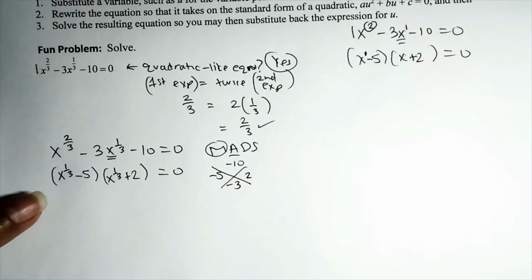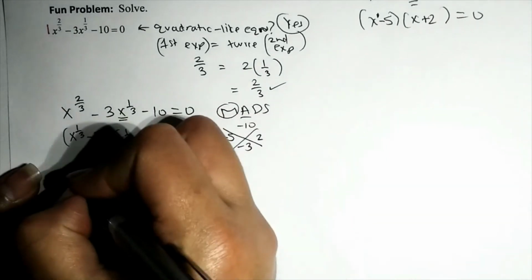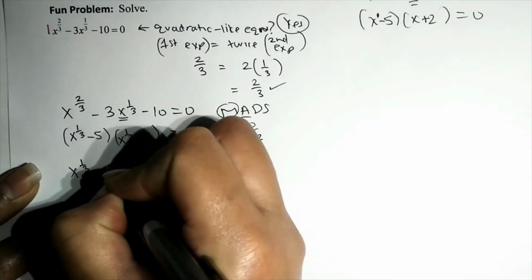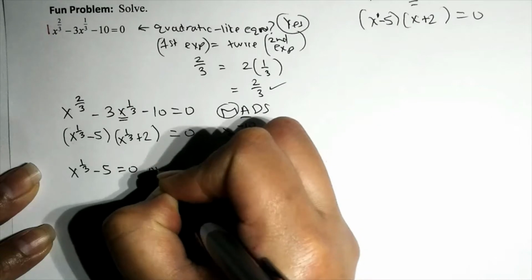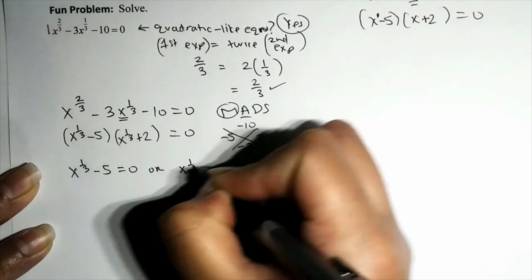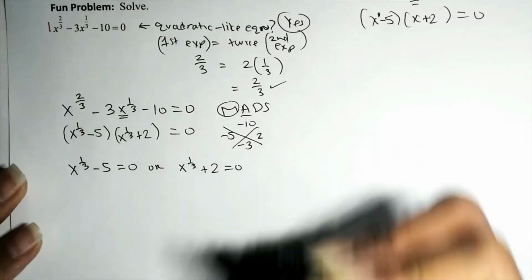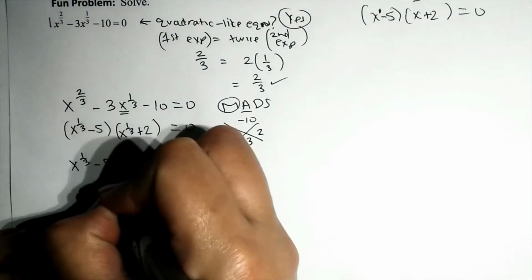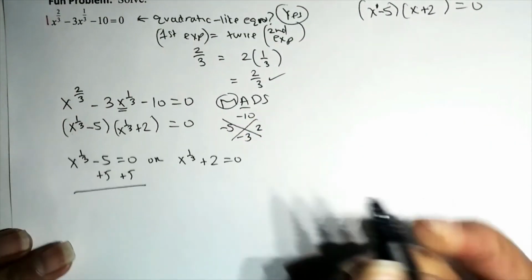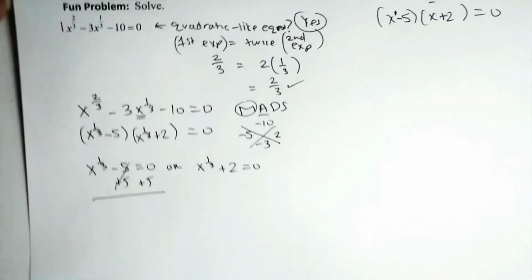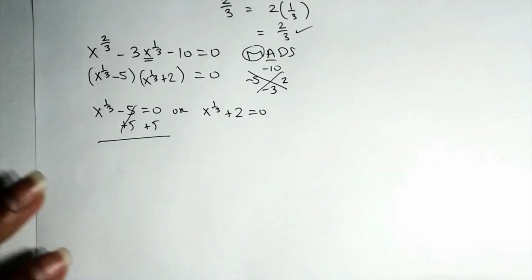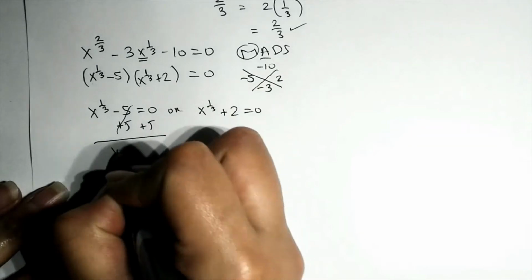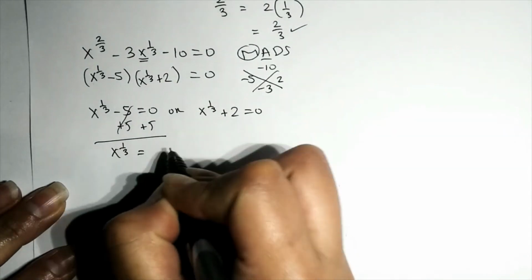So we have factored. Let's apply the zero factor property and set each factor equal to 0. So either the first factor equals 0 or the second factor equals 0. If the first factor equals 0, let's go ahead and add 5 to both sides. And that will give us, my hand is in the way, but I don't know where else to put it. And that will give us x to the 1/3 is equal to 5.